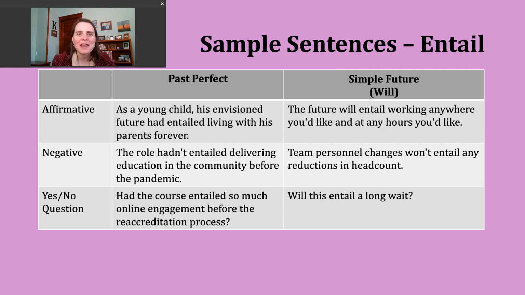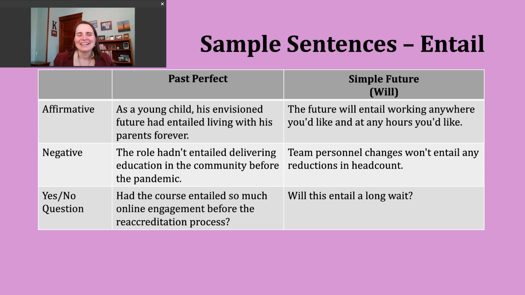As a young child, his envisioned future had entailed living with his parents forever. Okay? Let's talk about what that sentence means. You might notice I use the adjective form of yesterday's verb of the day, envision, right? So here we're talking about the future this particular person imagined when they were a child, right? So as this person thinks about that, a necessary part to that picture in his mind was living with his parents forever, right? For a time that does not end.